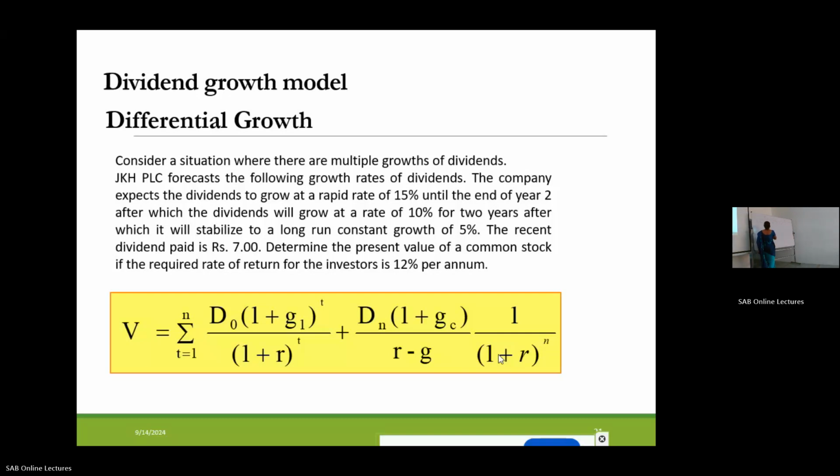So dividend in year 1, how much? Recently the company has paid 7 rupees, that is D0, and dividends are expected to grow at 15%. So D1 is 7 increased by 15%, that is 7 times 1.15. D1 is 8.05. Now D2. From year 1 to year 2, dividends are again expected to increase by 15%.